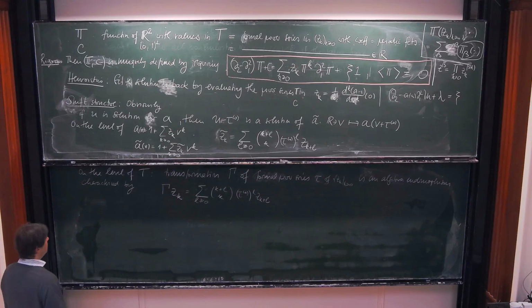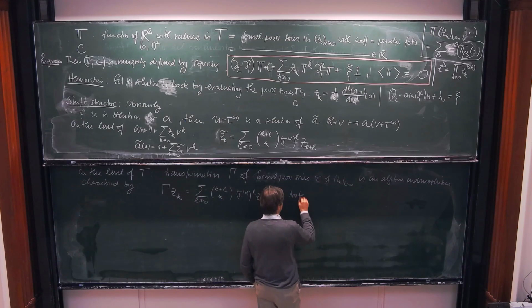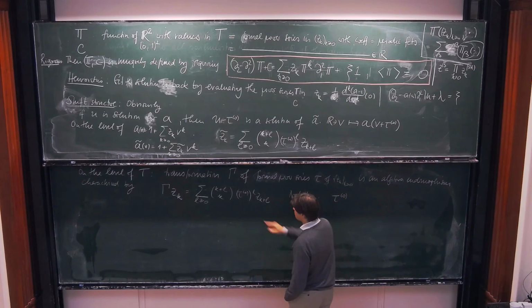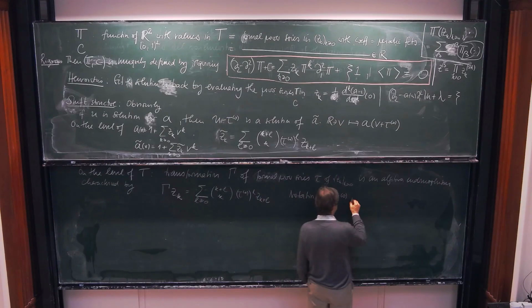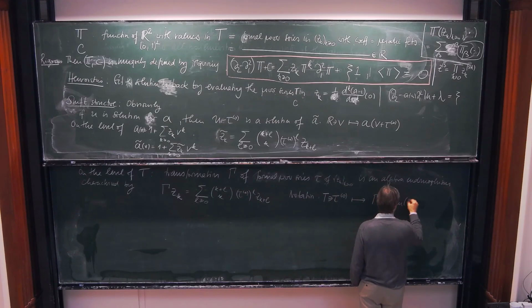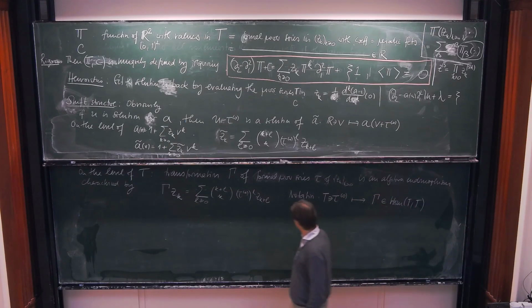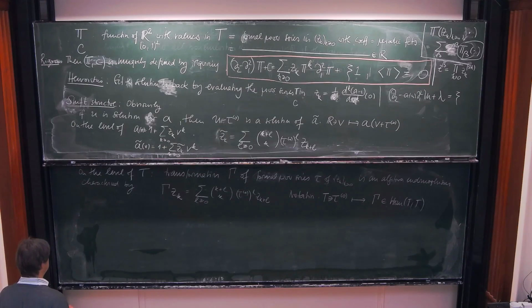Okay, and the notation we use is the following. To such an element tau in T, so tau zero itself can be a formal power series, we associate an algebra homomorphism of T, which we call gamma. And in a certain sense, that can be interpreted as an exponential map, as I will point out in a second.